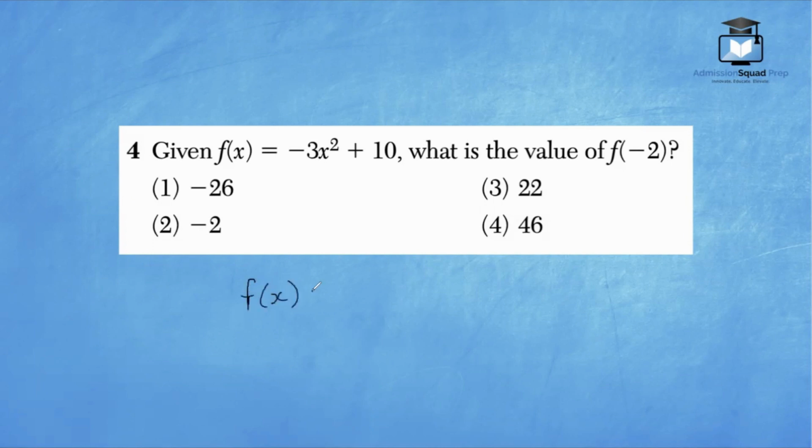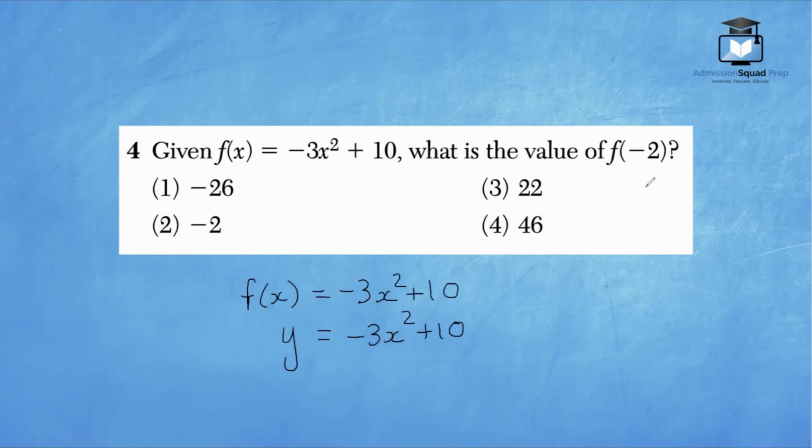F of x equals negative 3x squared plus 10. Guys, please remember that anytime you see f of x, it's the same thing as saying y equals negative 3x squared plus 10. Some students get really alarmed. They're like, what is an f of x? Like, I have no idea what that means. Guys, f of x literally just means y. So you can replace it just so it looks more familiar to you.